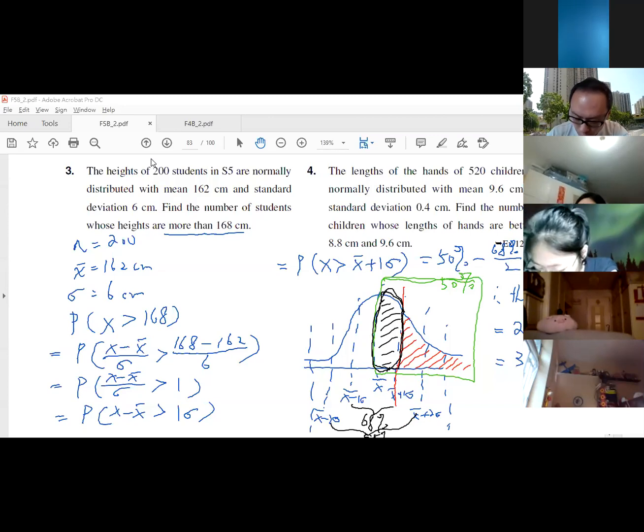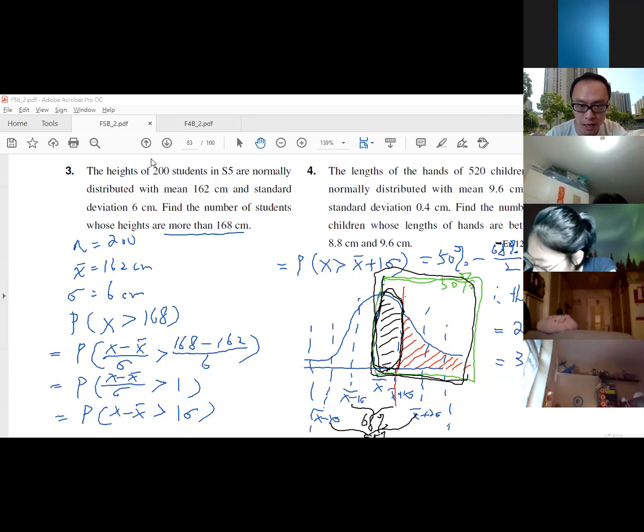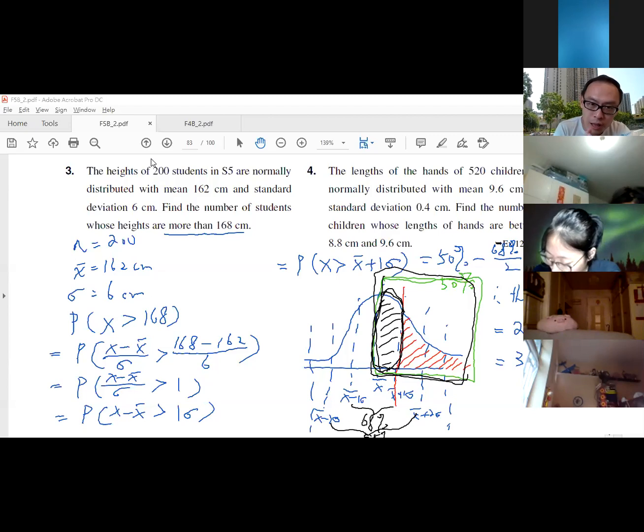Okay, therefore we need to use half. Okay, this is half of the data. This is 50%. It is always 50%. Everything on the right hand side of the middle line is always 50%. And of course, everything on the left-hand side of the middle line is also always equal to 50%.